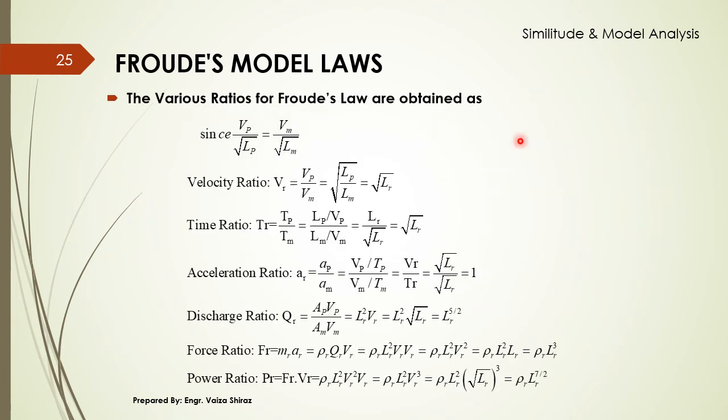As you have done for the Reynolds model law, similarly the simplification can be done for the Froude's model law, and the relations for different ratios can be simplified. So these are the relations for the velocity ratio, time ratio, acceleration ratio, discharge ratio, force ratio, and the power ratio.